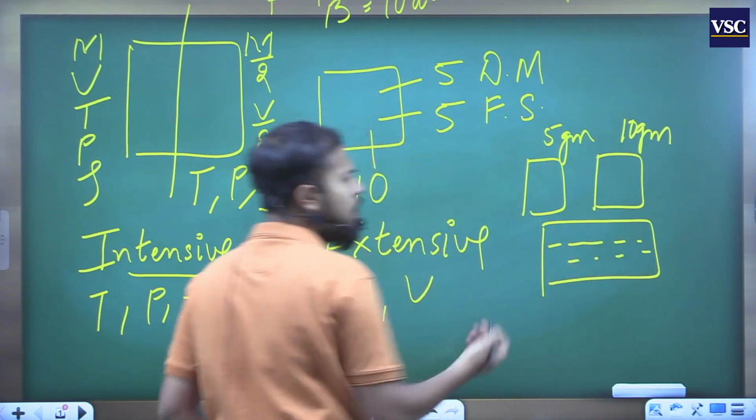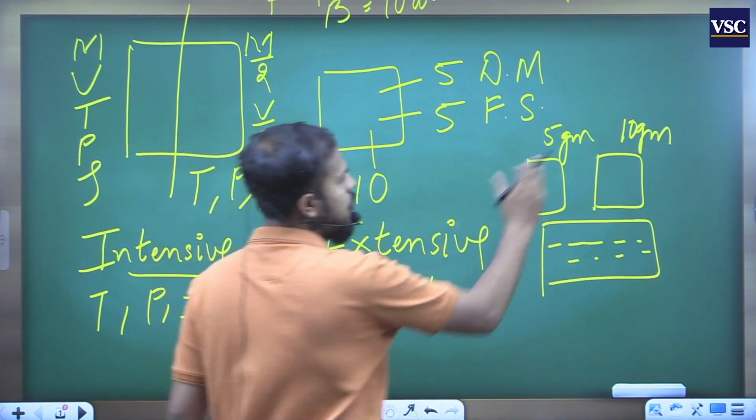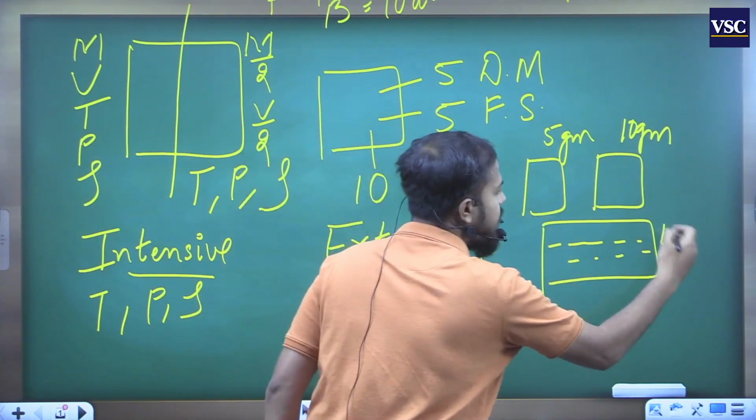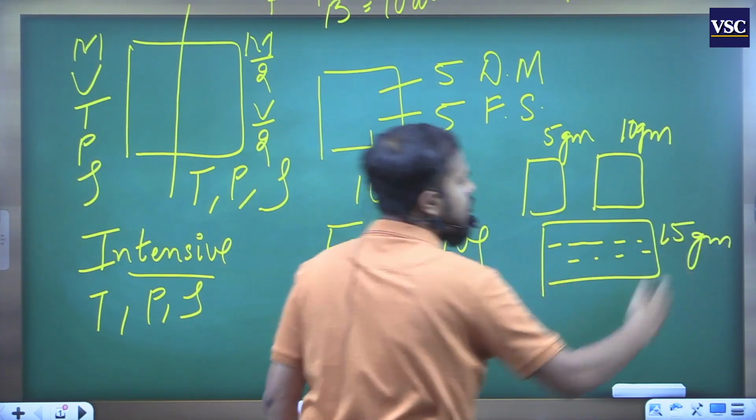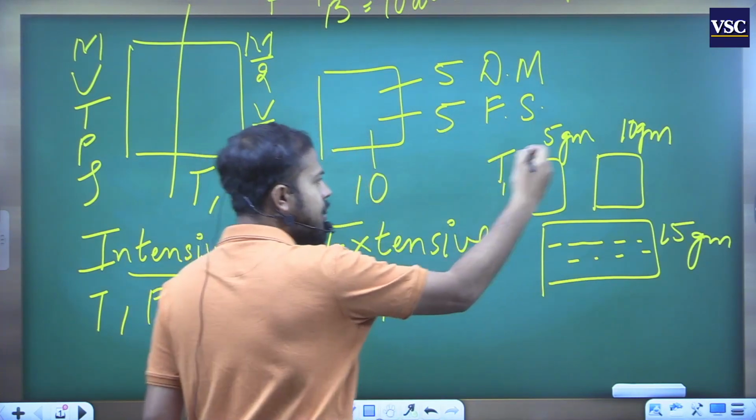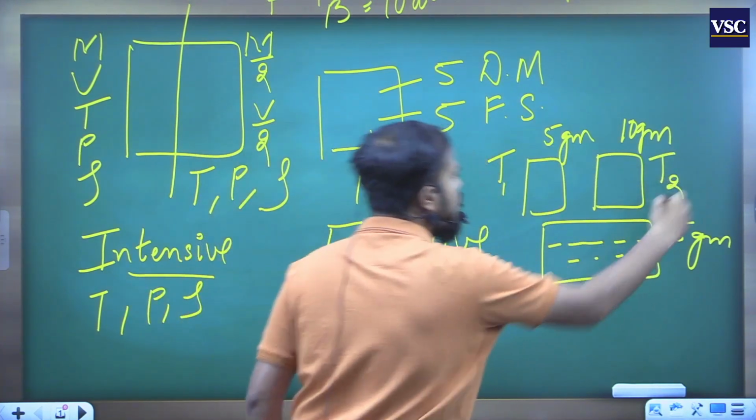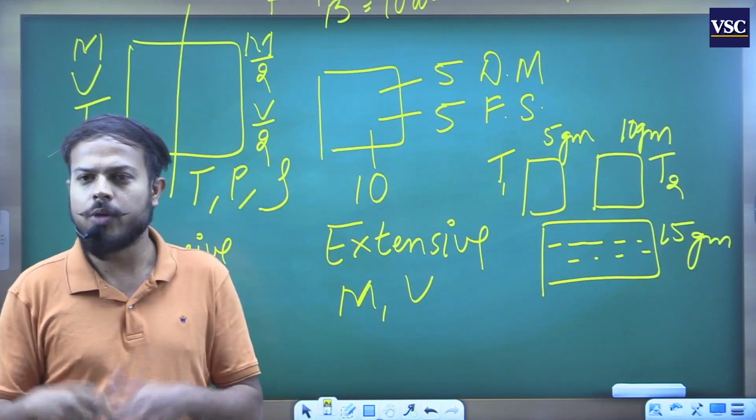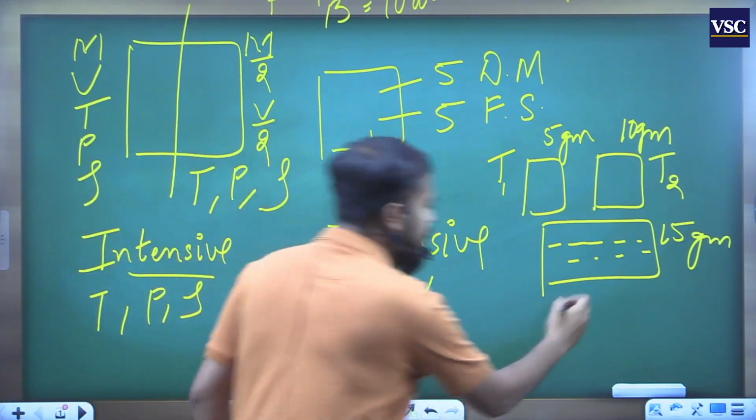And if someone asks you what is the total mass right now, what will you do? You will just simply add it. It is 15 gram. But if I say the temperature is T1 and the temperature here is T2, and if I mix them together, what will be the temperature? Will it be T1 plus T2?